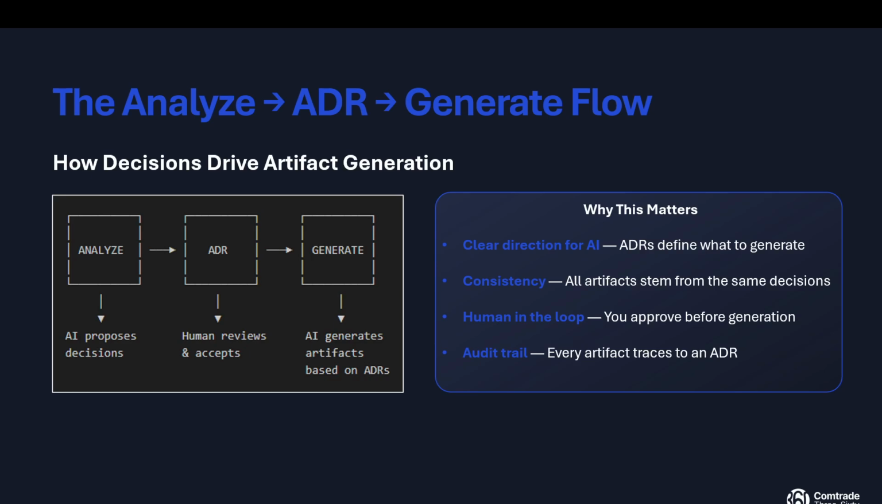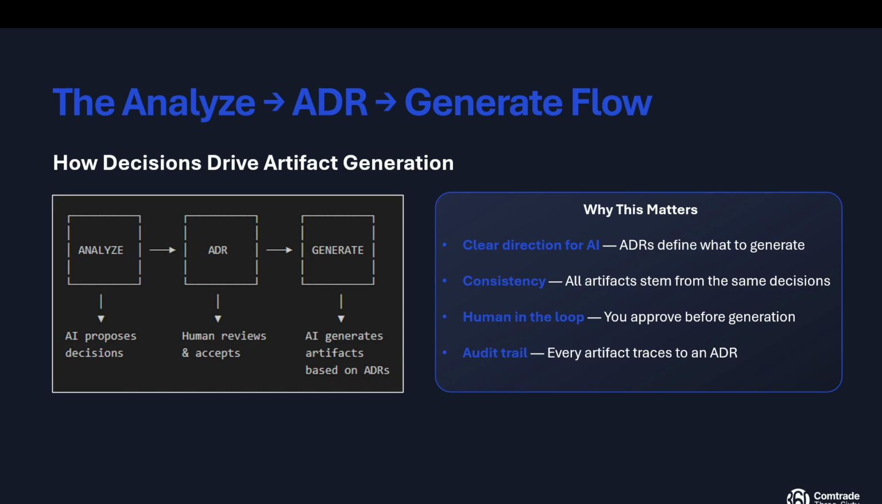Only after ADRs are accepted, you run the generate command. And now the AI generates the artifacts, but it's not guessing anymore. It's following the decisions that you have already approved. Components, diagrams, APIs, they all follow from the accepted ADRs.